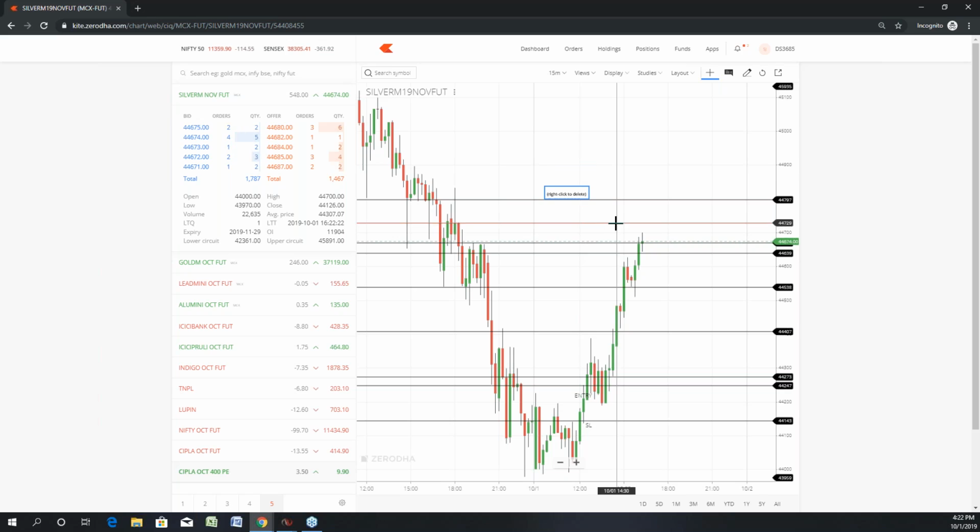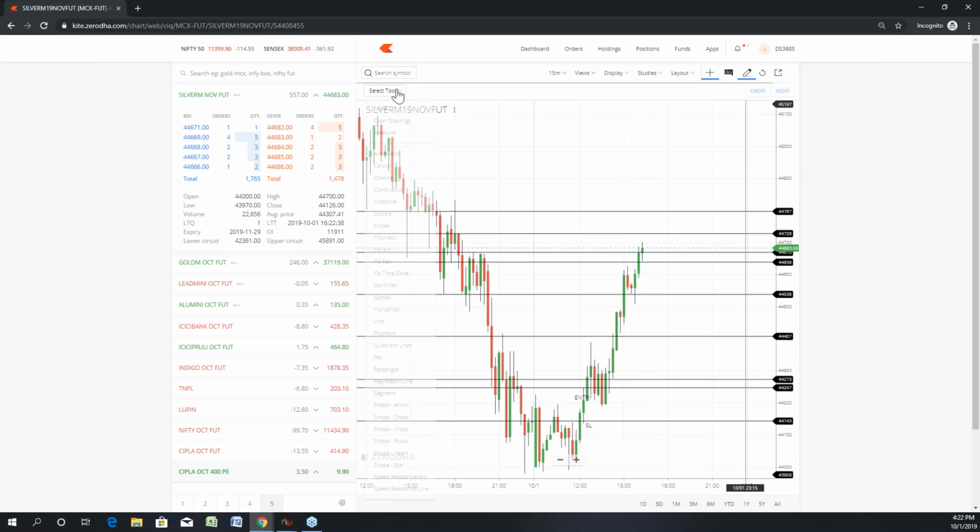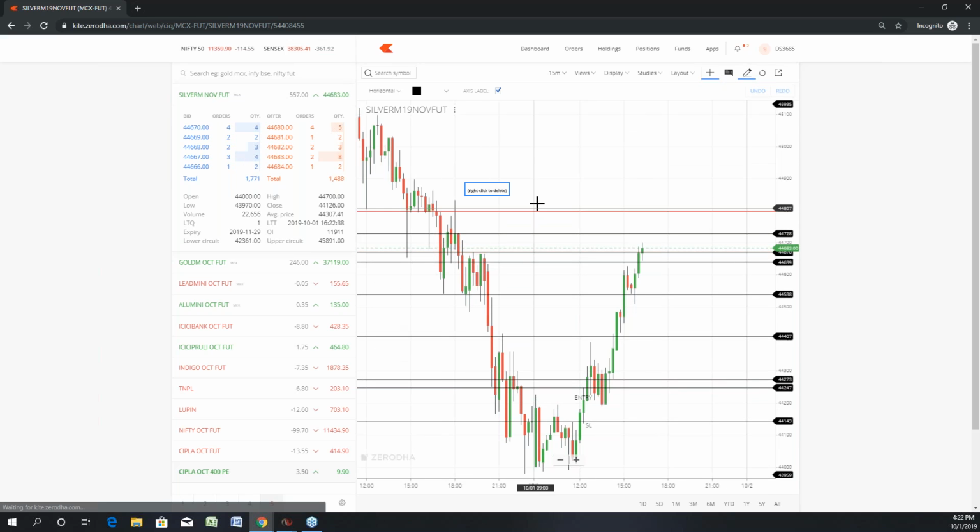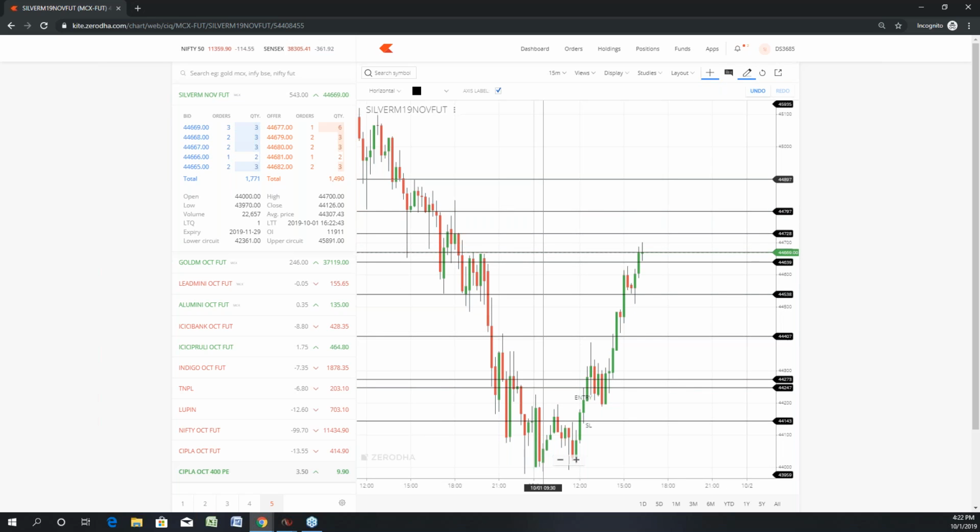My target as of now is 44,730. In case that gets crossed with volumes, then I am expecting it to go up to 44,800. And if 44,800 is broken, then 44,900, an integral number, could be a possibility, right? So silver can easily give a movement of about 1,000 to 2,000, which is a huge amount of money, right?